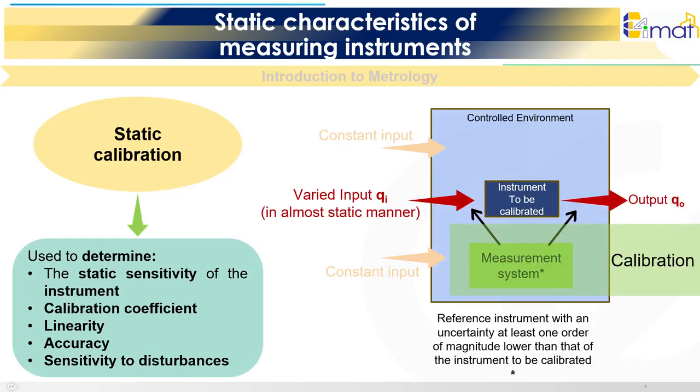Static calibration aims to determine the relationship between a controlled input and the corresponding output of a measurement system under quasi-steady conditions. The procedure uses a reference instrument with an uncertainty at least one order of magnitude lower than that of the instrument to be calibrated. Static calibration provides essential parameters such as sensitivity, calibration coefficients, linearity error, accuracy, and disturbance effects such as temperature influences.